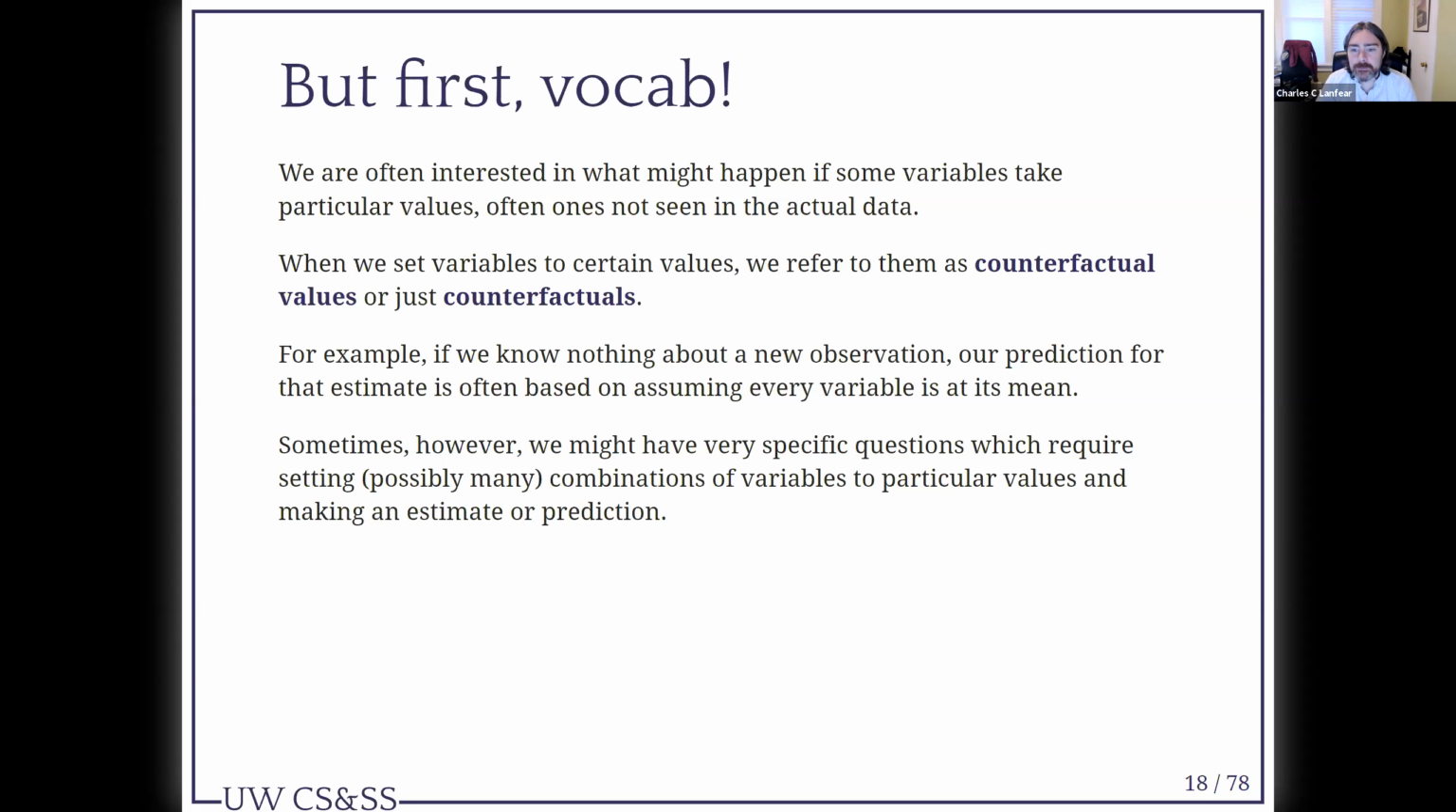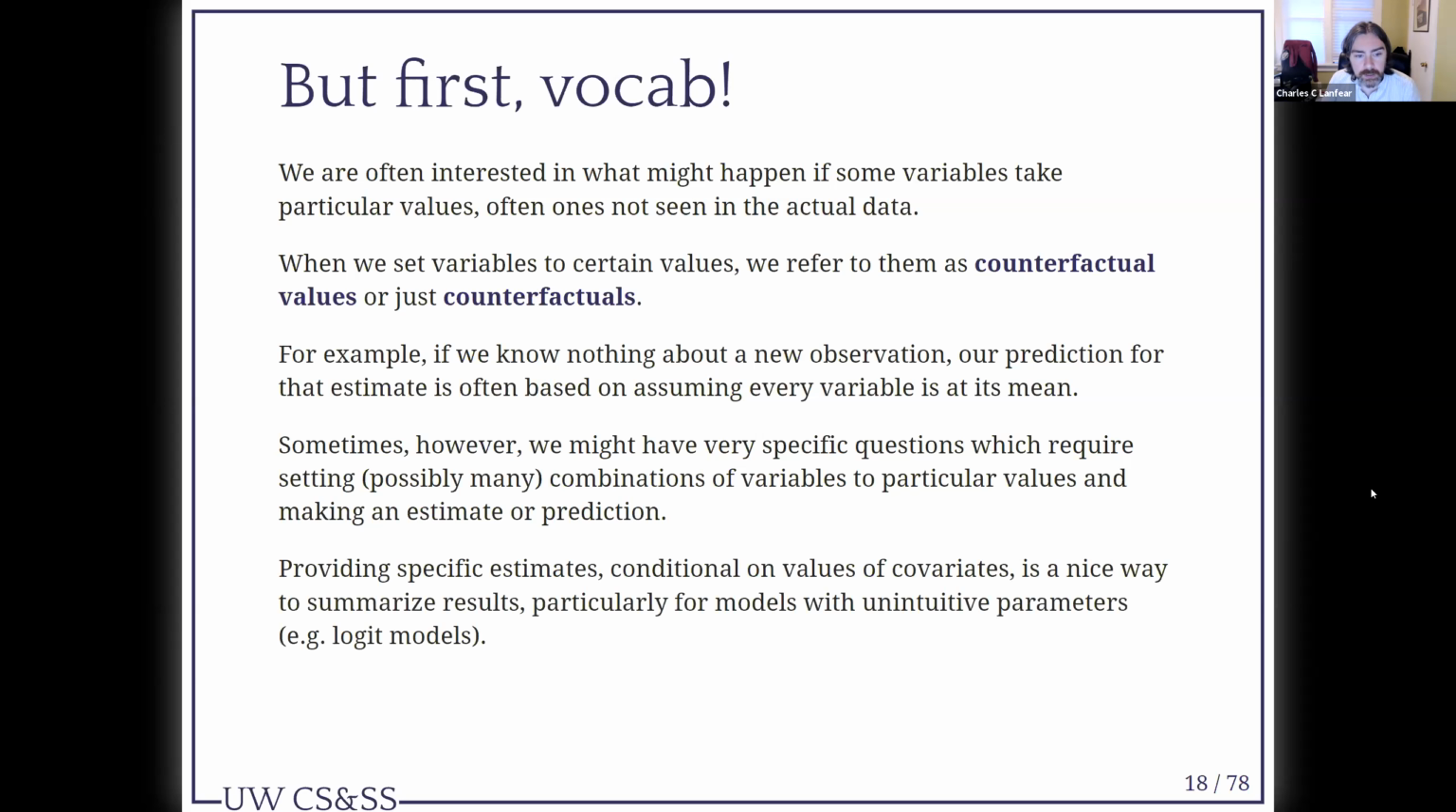Other times, though, we may have very, very specific questions that require setting lots of combinations of variables to particular values and then making an estimate or prediction. You might ask a question like, well, what would be the life expectancy specifically in the United States if we dropped the GDP per capita 20% using our Gapminder data? So that's setting country to be United States, and that's setting GDP per capita to be 20% below its current value. Maybe we're projecting it forward a couple of years or something. These are counterfactual values. We're saying we want to set our data to these values, which don't exist in our actual data, and then predict values with them.